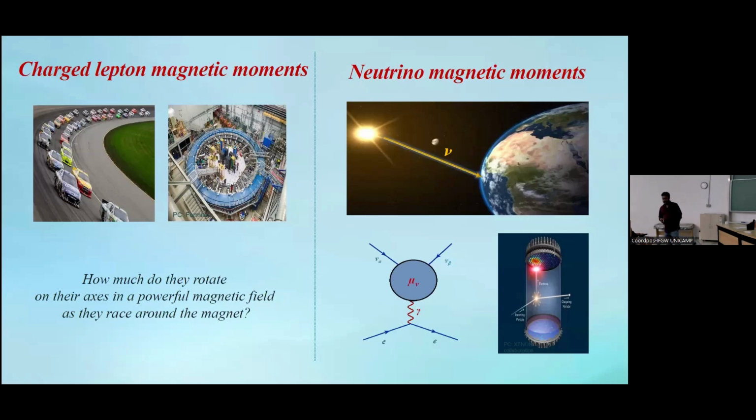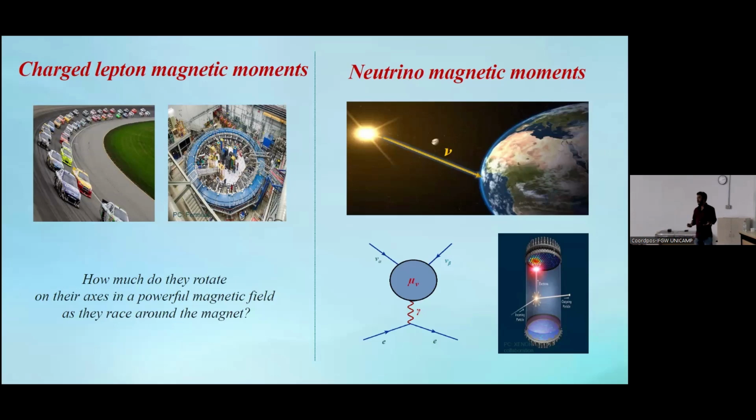Okay, so before going into detail, to summarize, we quite often talk about charged particles' electromagnetic moments, that is, charged particles' magnetic moment. That's a different strategy, because you can think of it like a racing car on a track, or in a powerful magnetic field, the same thing happening at Fermilab. You punch a muon beam and it circulates almost at the speed of light. Then after a few loops it decays, and from there you see how much they rotate their axis in a powerful magnetic field. That's the way you measure a charged lepton's magnetic moment.